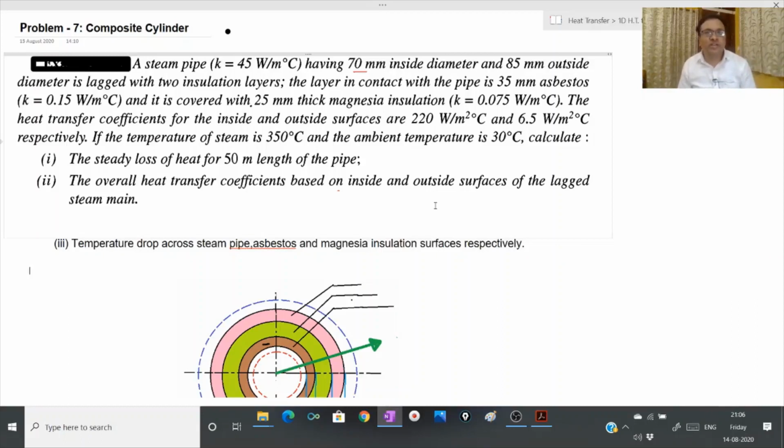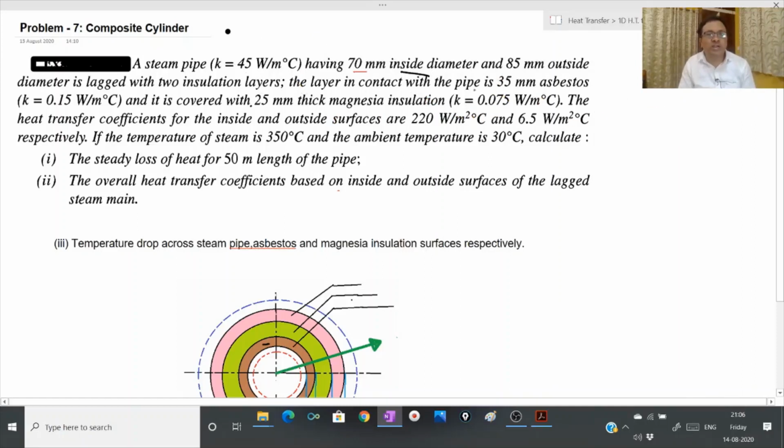Problem 7 on composite cylinder. A steam pipe having K 45 watt per meter degree Celsius and having 70 mm inside diameter and 85 mm outside diameter is lagged with two insulation layers.